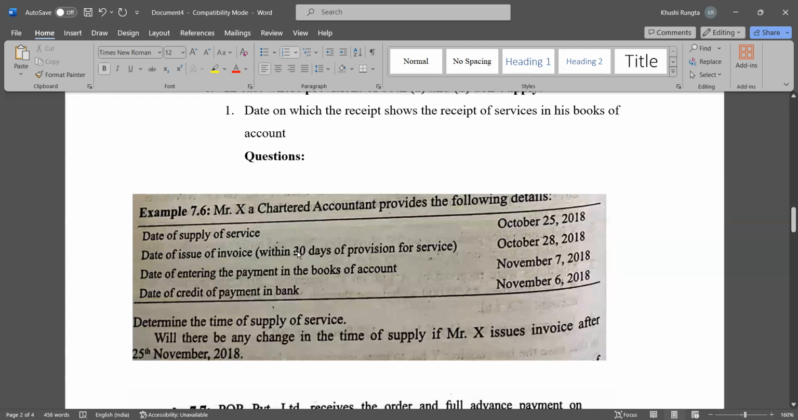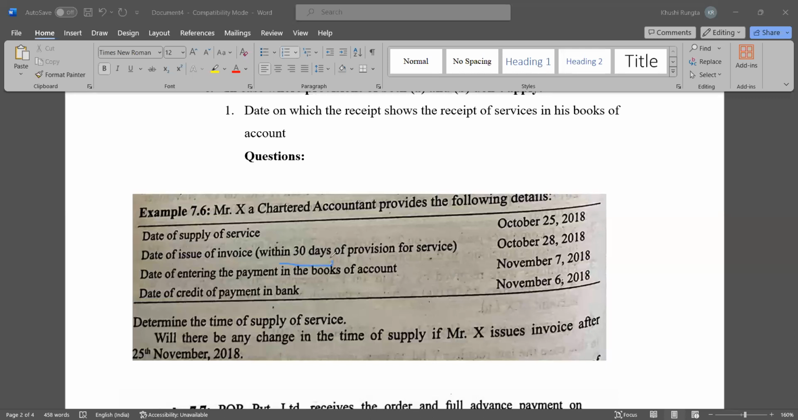Now, as they have mentioned that the date of issue of invoice is within 30 days, right? Within 30 days, then you will see two things. What are those? The date of issue of invoice and date of receiving of payment, right? So here the time of supply will be what? October 28th or November 7th, which is early.